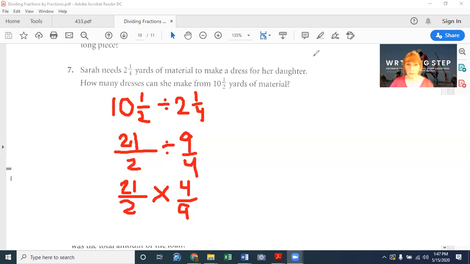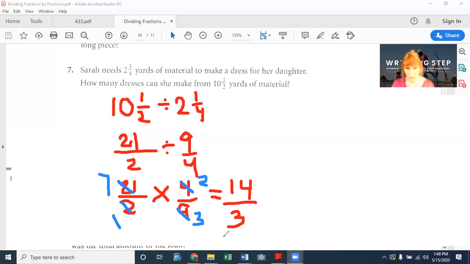They don't always cancel, but always look around for that. So 3 will go into 21. How many times? 3 times 7, right? 3 will go into 9 3 times. 2 will go into 4 twice. 2 will go into itself once. And now I'm left with 2 times 7 is 14. And 3 times 1 is 3.